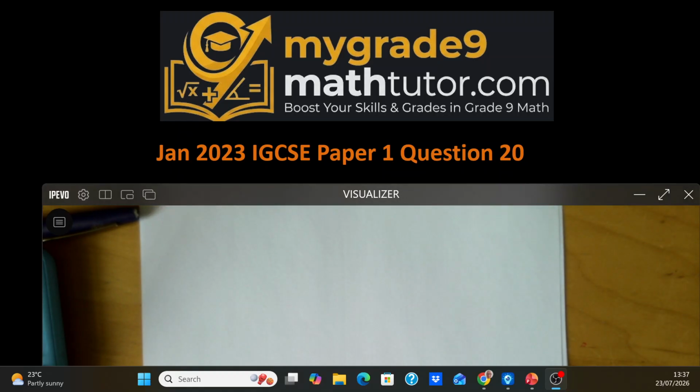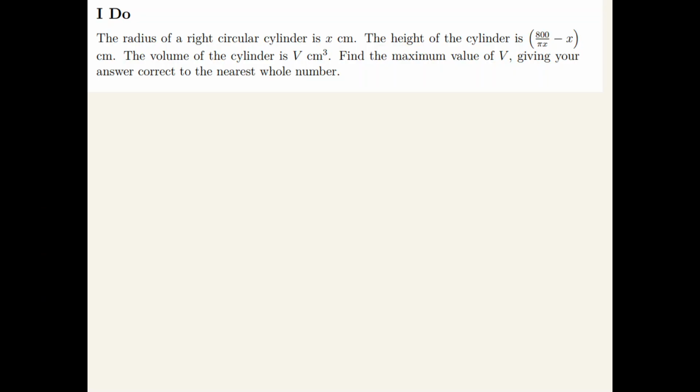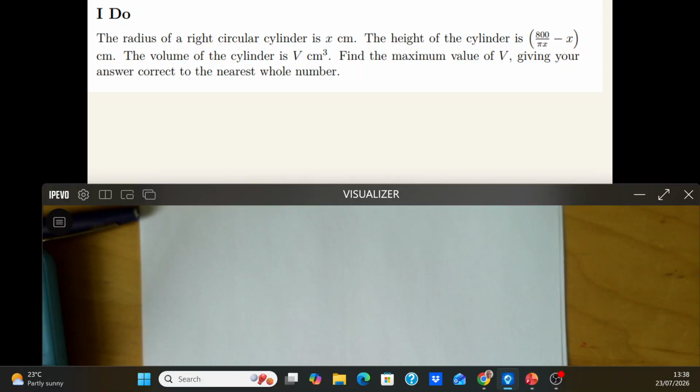Yeah, GCSE, January 23, paper 1, question 20 to work through. Hopefully you've had a go at it, you've looked at the mark scheme, you're not sure where you dropped your marks, and you're coming in to have a practice at similar ones and a walkthrough on what to do. So let's have a look. So here we are.